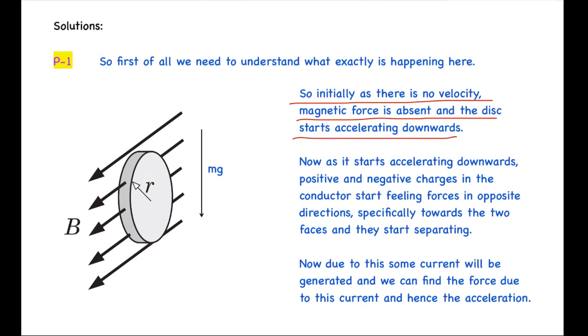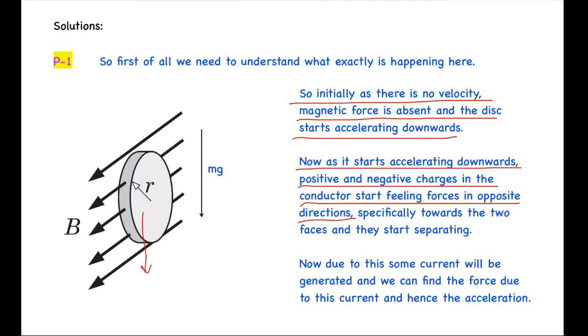Now as it starts accelerating downwards, positive and negative charges in the conductor start feeling forces in opposite directions. So basically what I'm saying here is that, let's say a positive charge is moving downwards, and the magnetic field is as shown, so the force on it will be in this direction, while on a negative charge it will be in the opposite direction.